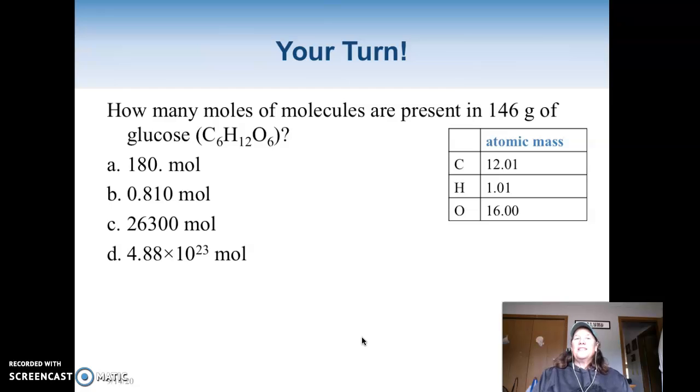If they want molecules, they'd say number of molecules. I know it's a tricky question. I hate it when they do that. But anyway, we're looking for moles.